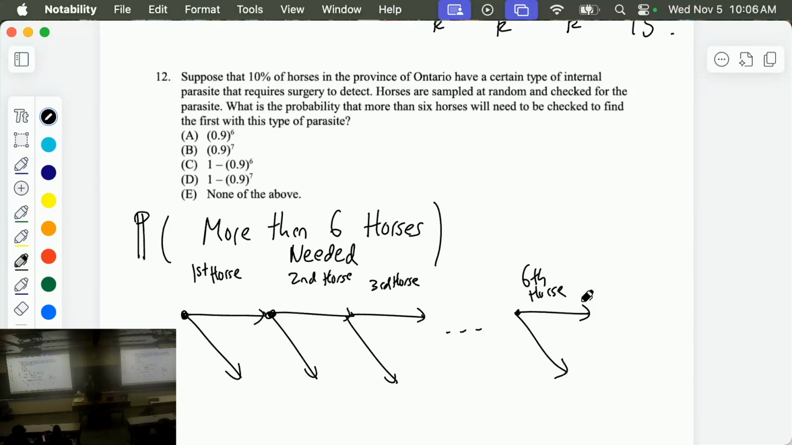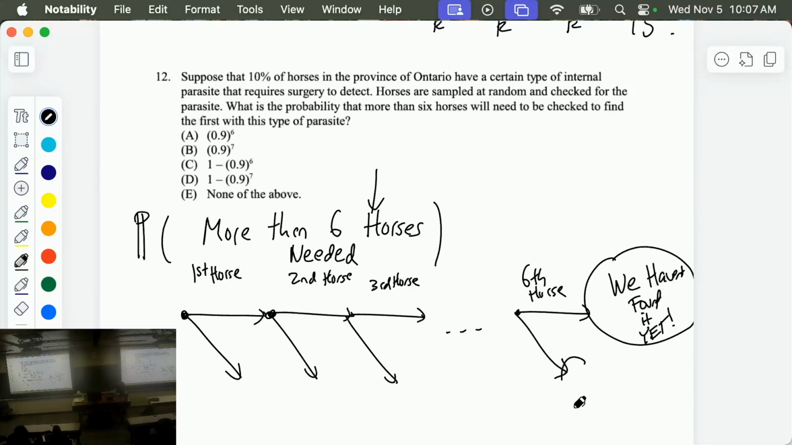So the event we're asking about is that there's more than 6 horses needed. So the thing I care about at the end is that we haven't found the parasite yet. Maybe this will be the end point over here. We haven't found it yet. And so if we make it all the way down the tree and we get to we haven't found it yet, then that'll be the probability we're looking for, that more than 6 horses are needed. If we tried 6 and we haven't found it yet, that means we need more than 6. So it's going to be that endpoint on the tree.